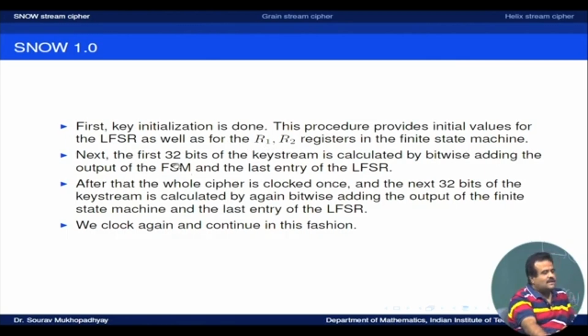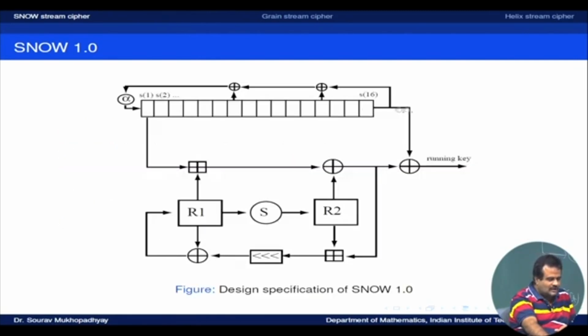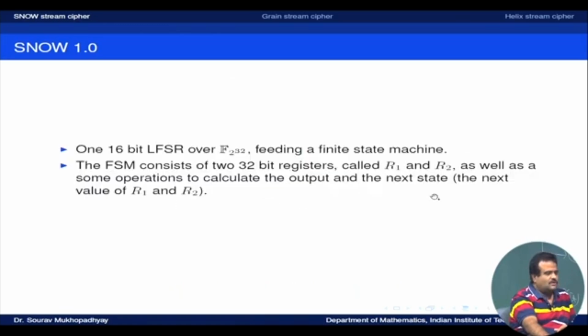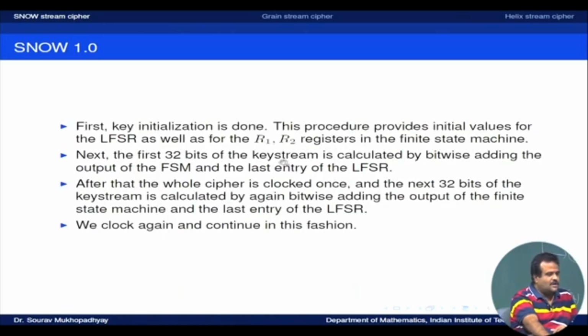Next, the first 32 bits of the key stream are calculated by bitwise adding the output of this finite state machine and the last entry of the LFSR. That means this one is the last entry, and this is the output of what we call the finite state machine. This output will be XORed, and we output this 32-bit key stream.